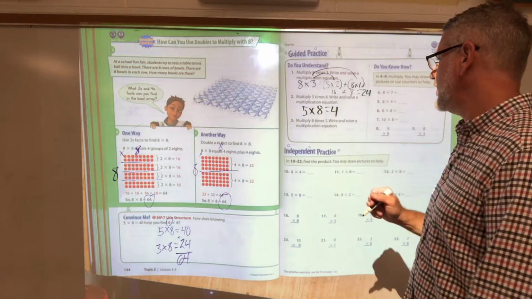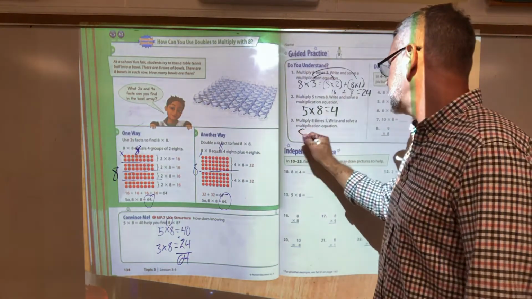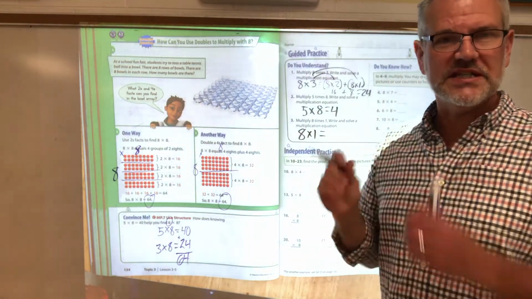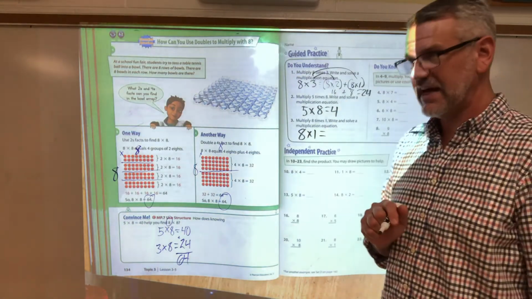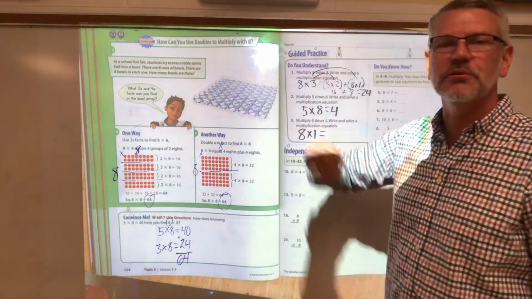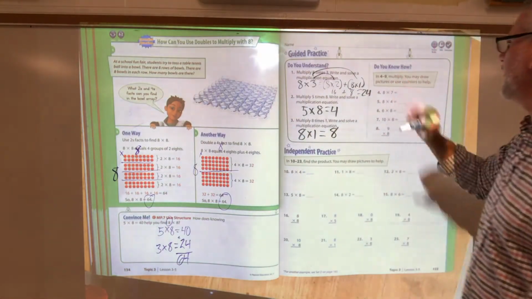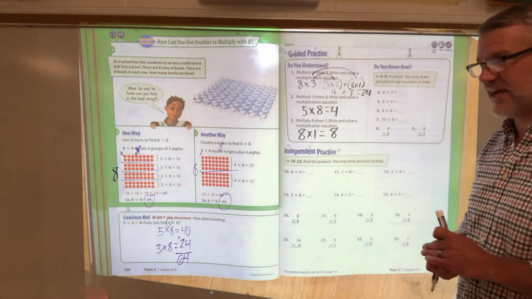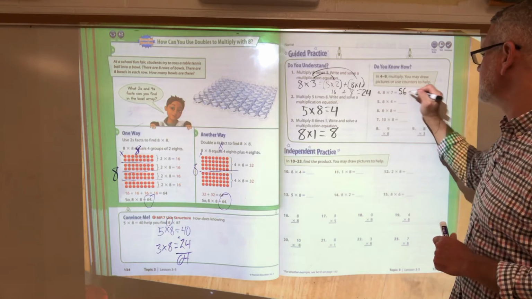Multiply 8 times 1. Write and solve a multiplication equation. 8 times 1, which is 8 groups of 1, which is 8 bowls with 1 ping pong ball in them. So that's just going to be 8 balls. All right, over here. These are multiplication facts to practice. 8 times 7, that's going to be 56.